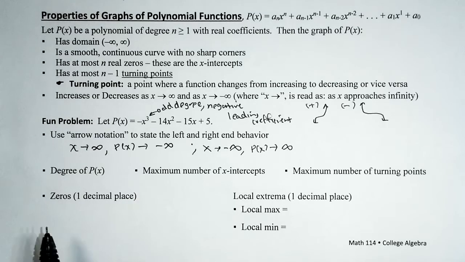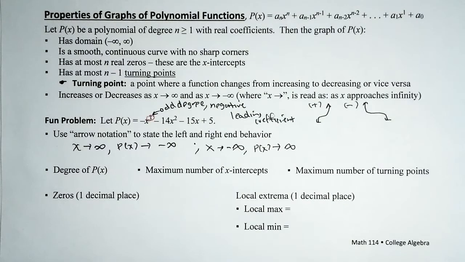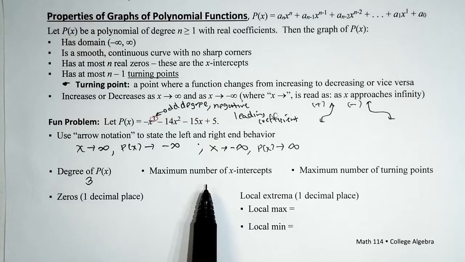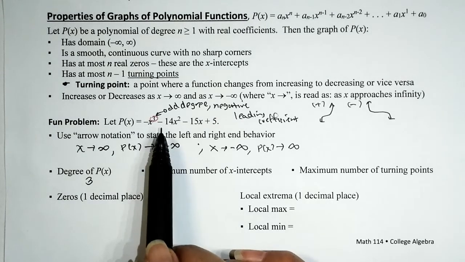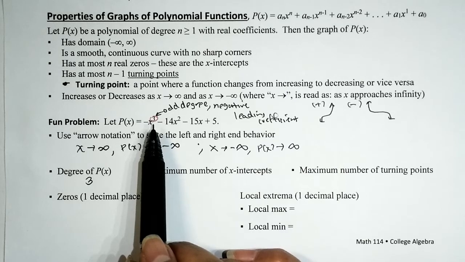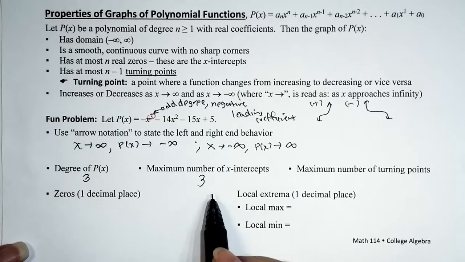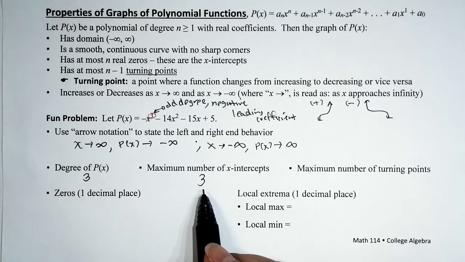All right. Now, what is the degree of p of x? So the degree is code for the biggest exponent on any of the variable terms. The biggest exponent is 3. So the degree of the polynomial is 3. Okay, write that wherever you have space. Maximum number of x-intercepts. Okay, if the degree is 3, then we're expected to have at most 3 zeros. If they're real number zeros, then we're expected to have at most 3 x-intercepts. That doesn't mean that we are going to have 3 x-intercepts, because if some of our zeros are non-real, then we're not going to have all 3 x-intercepts.